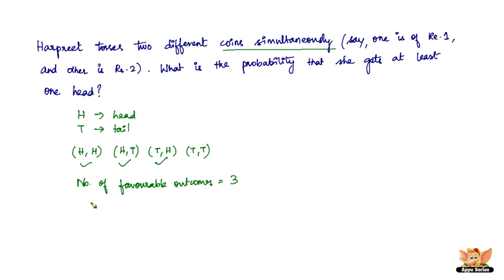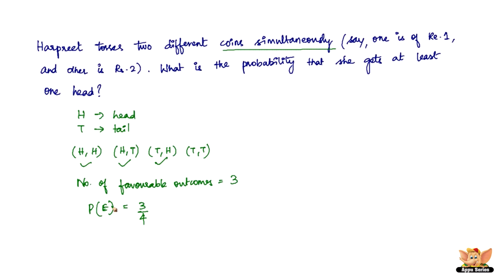Now what is the probability of at least 1 head? Let that be called an event. What is the probability of this event happening? That is P of E. Because the total outcomes is 4 and the favorable outcomes is 3. Therefore, the probability of the event, at least getting 1 head, is 3 of 4. So this is the probability. The probability that she gets at least 1 head is 3 by 4.